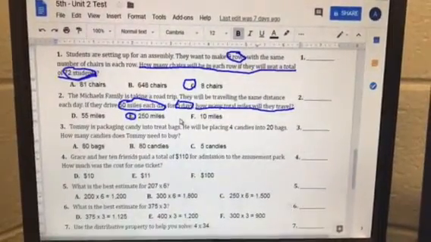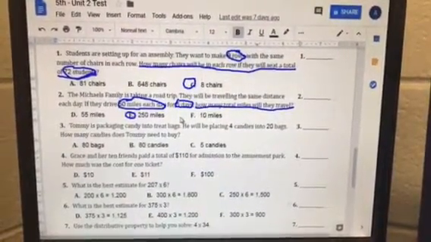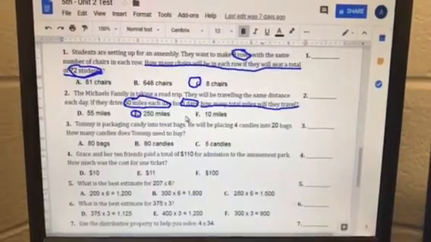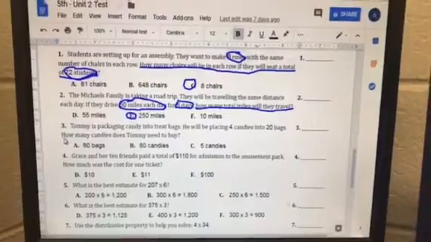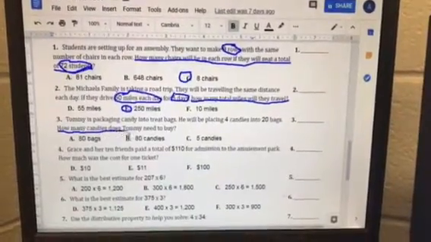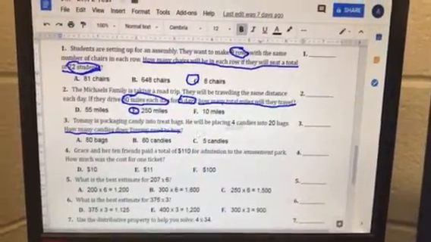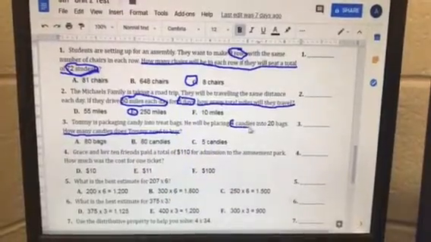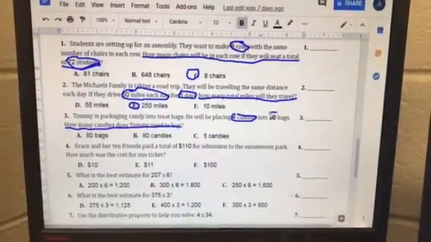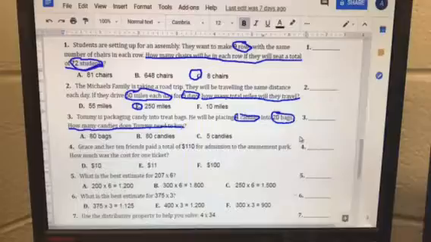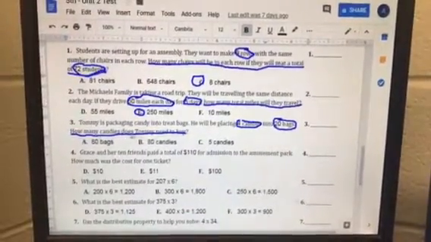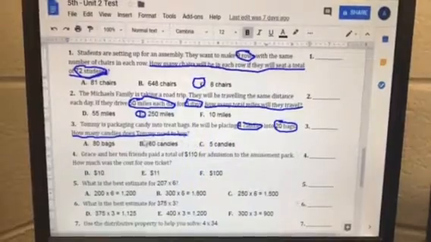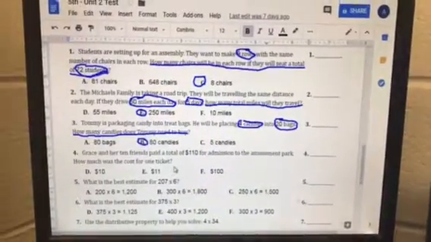Number 3, Tommy is packaging candy into treat bags. He will be placing 4 candies into 20 bags. How many candies does Tommy need to buy? So we need to figure out how many total candies. And I have 4 candies in 20 bags. So this is a multiplication problem. 4 times 20 is 80. And if we return to our question, we see it's 80 candies. So our answer is B.